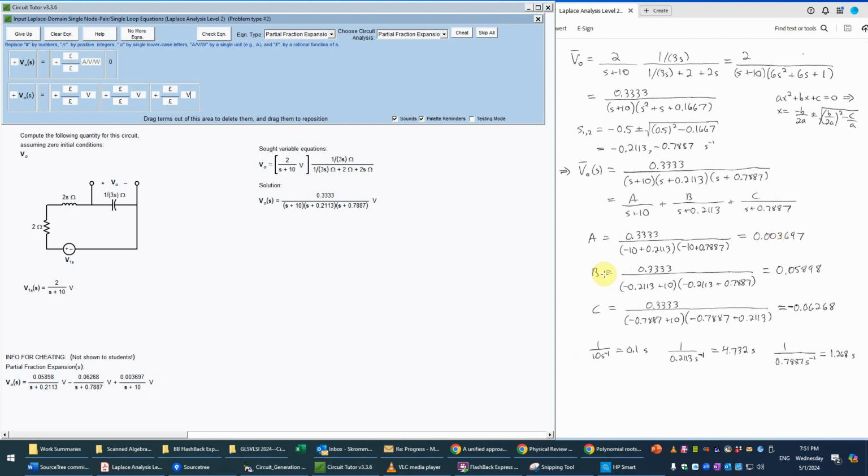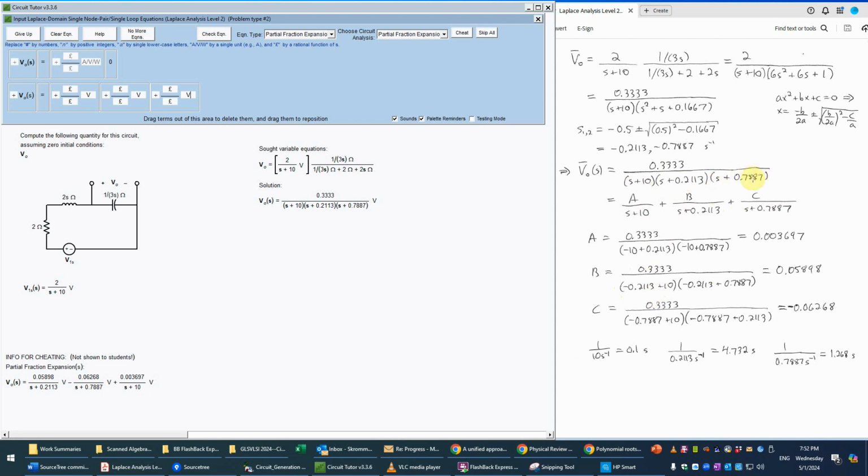Okay, then for B, we multiply by s plus 0.2113, and that gives us that term here and here, and then we set s equal to minus that value, which will wipe out this, making it equal to 0, and it cancels this term here. And so then B will just be equal to this numerator divided by the s plus 10 with the s now equal to minus 0.2113.